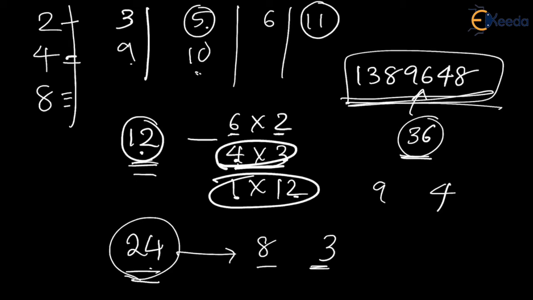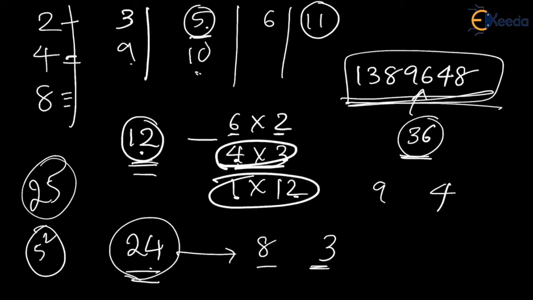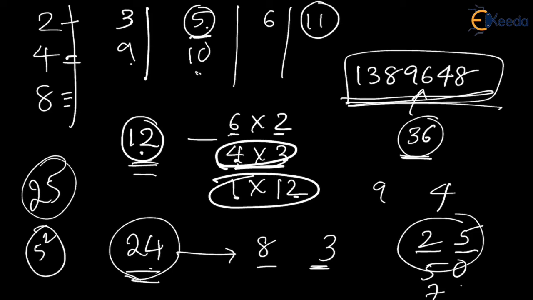Now, what if you have a number, let's say 25. Now 25 is actually 5 square. So for 5, you have to check the last digit. For 25, 5 square, you have to check the last two digits. The last two digits have to be a number divisible by 25. So the last two digits have to be either 25, 50, 75 or double zero. Then only the number is divisible by 25. Otherwise, it is not divisible.